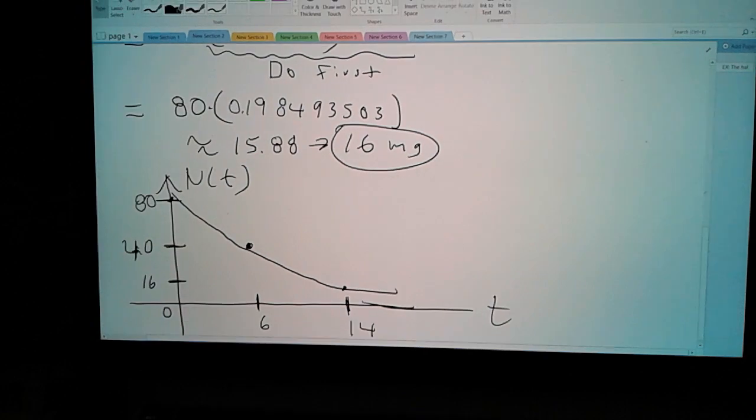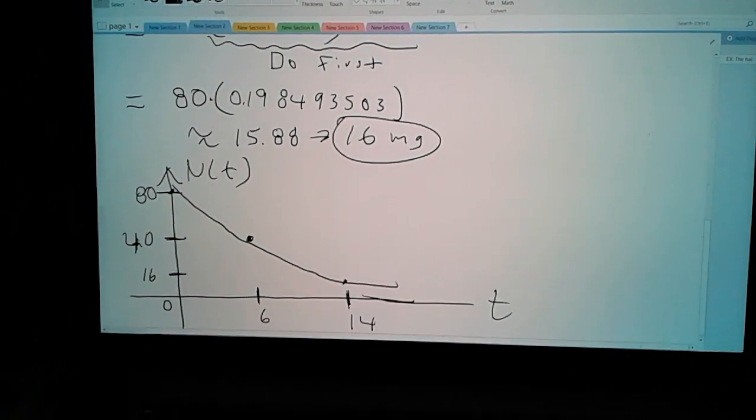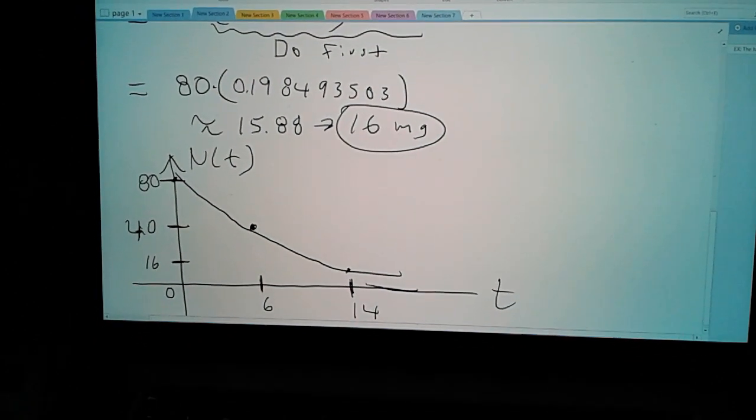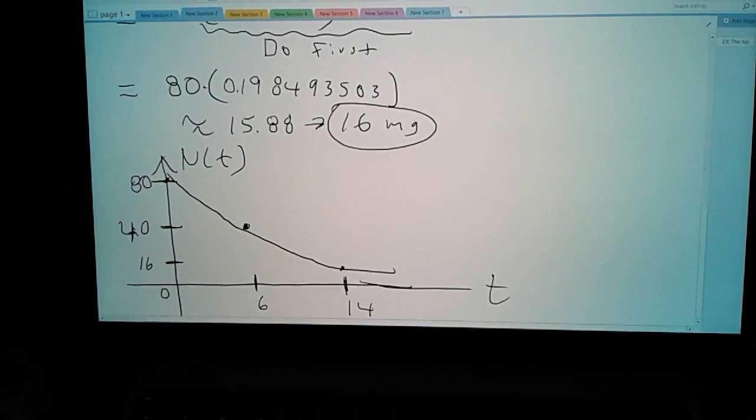If it has that model, we can form an exponential model for stuff like that. So let's look at another example.